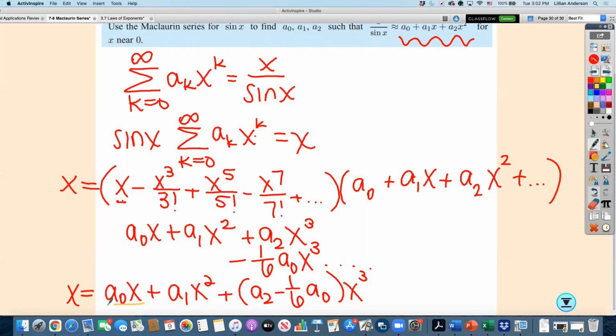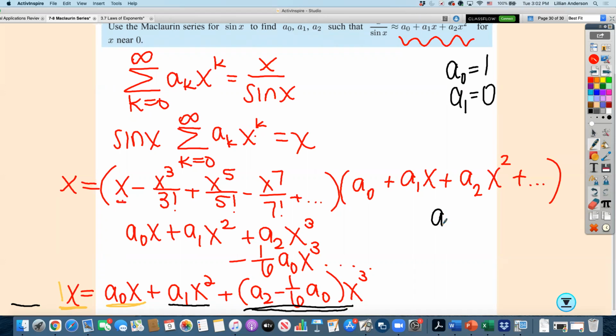Therefore, this matches up with this. What's the coefficient of the x? 1. So that means that a sub 0 is equal to 1. These are equivalent statements. Is there an x squared on this side? No, so that means that a sub 1 is equal to what? 0. Is there an x to the 3rd on the other side?